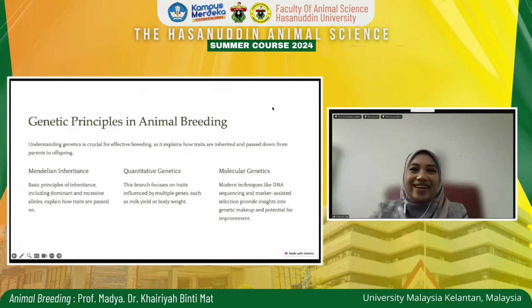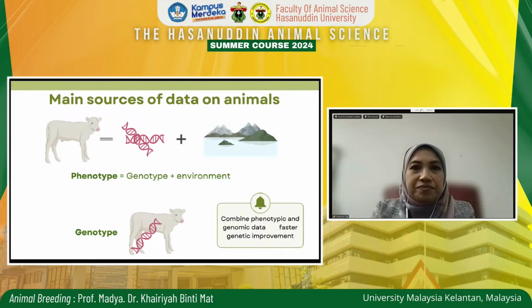All right, so basically it's like a huge puzzle with the pieces everywhere. We need to sort all the pieces in place to be able to come up with the most effective breeding strategy. This is the main source of the data for animals.